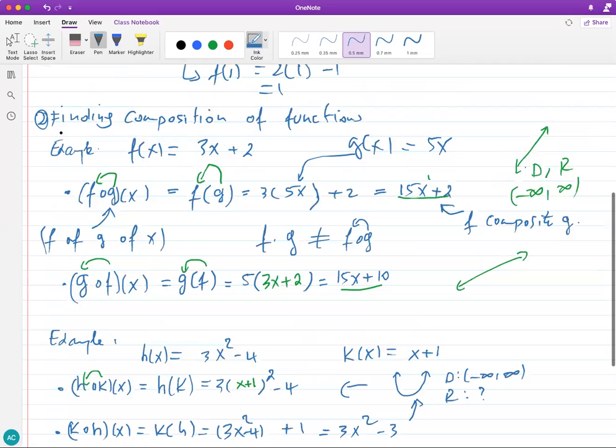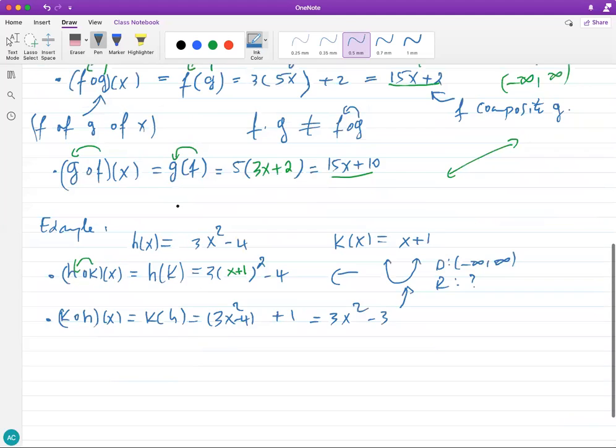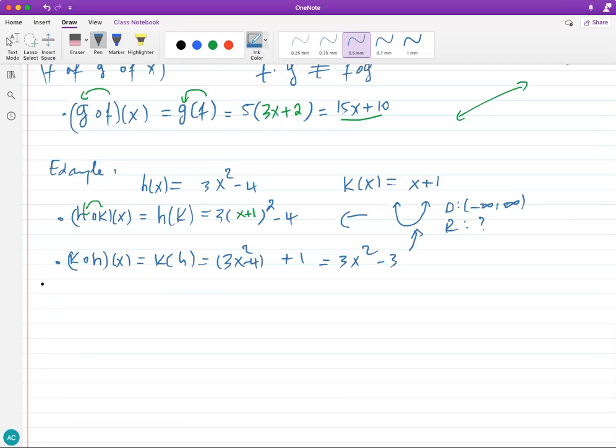Okay, so we found composition functions. We can find them easily. Now let's see how to evaluate them. Let's see how to plug some number here instead of x. Let's see what happens when you have a number here, 1 or -2 or 3. That's what we call evaluating. This is finding, but the next one will be evaluating composition of functions.